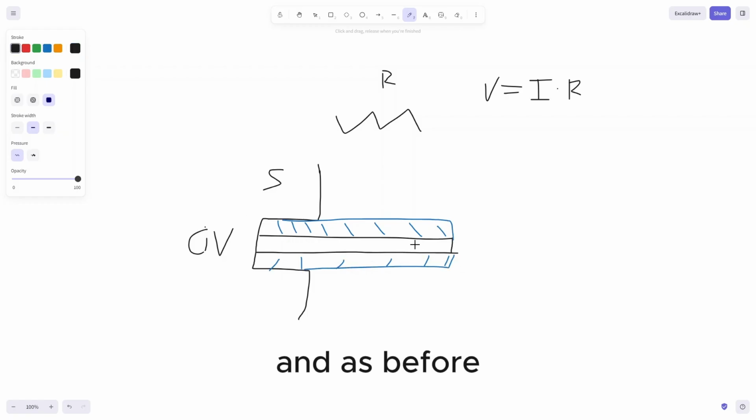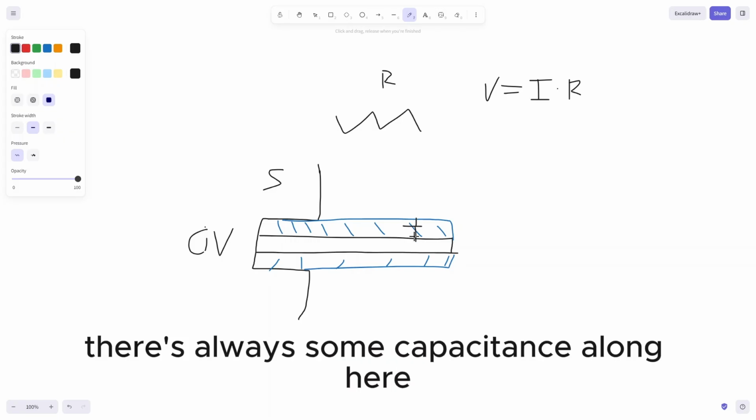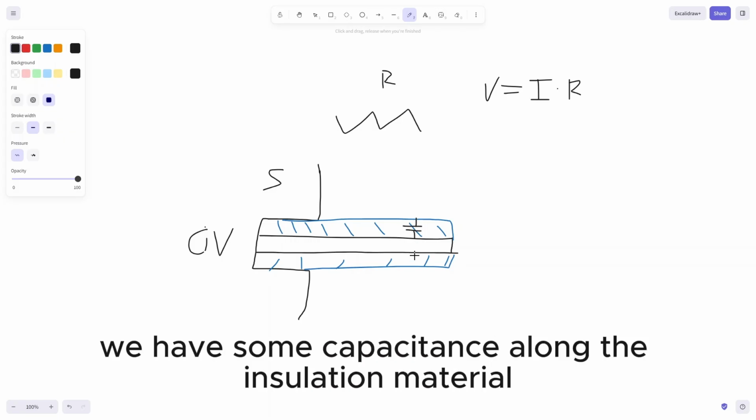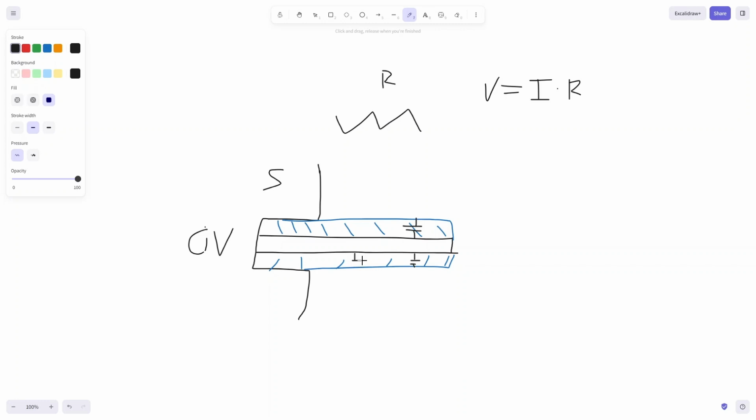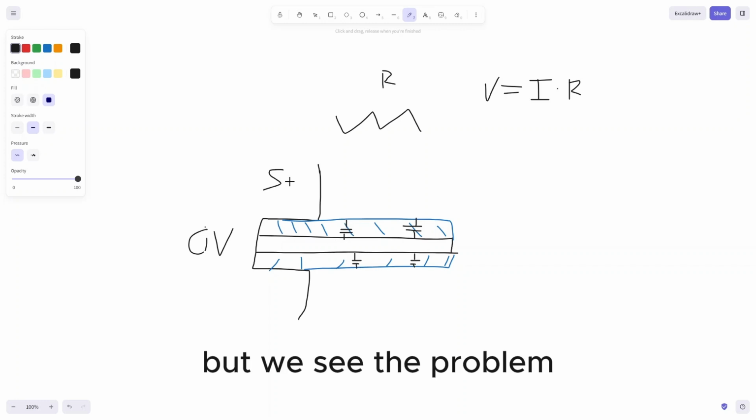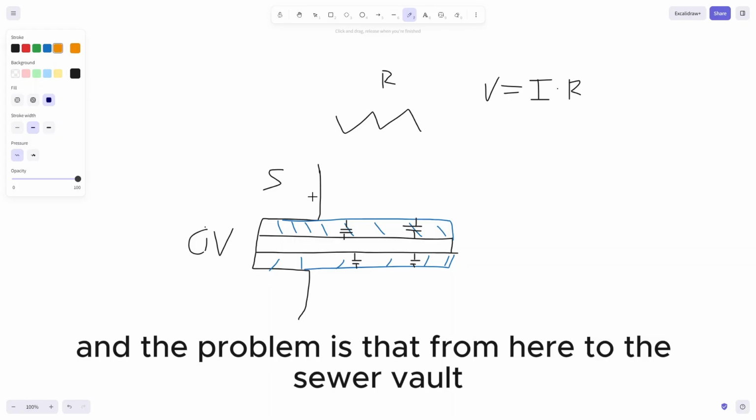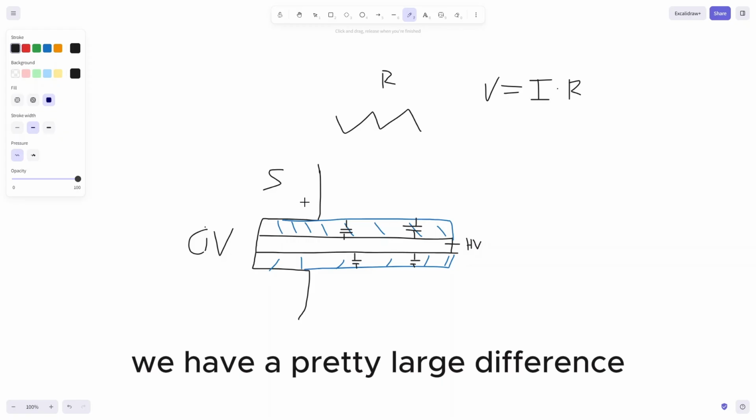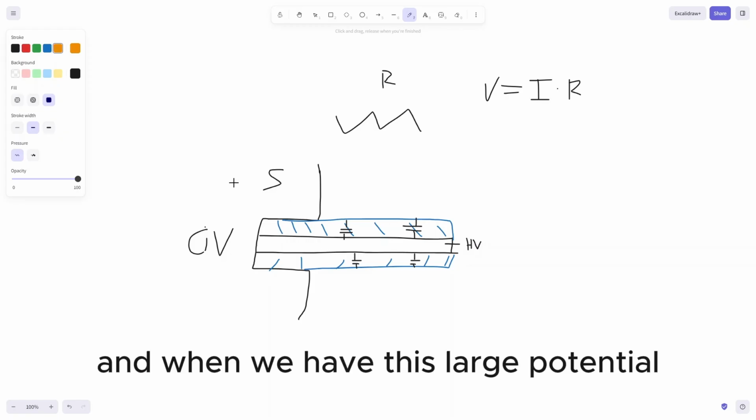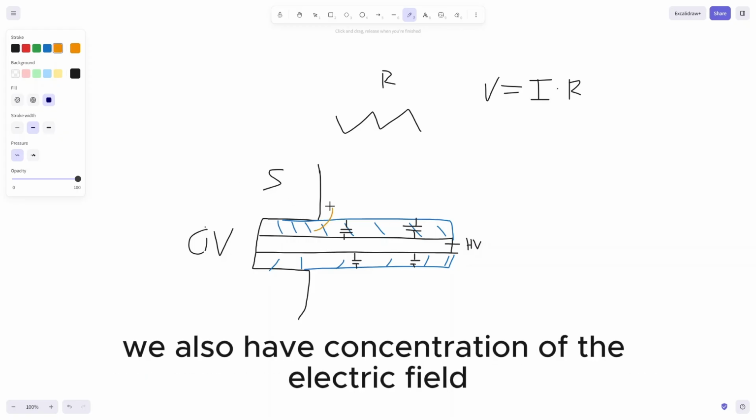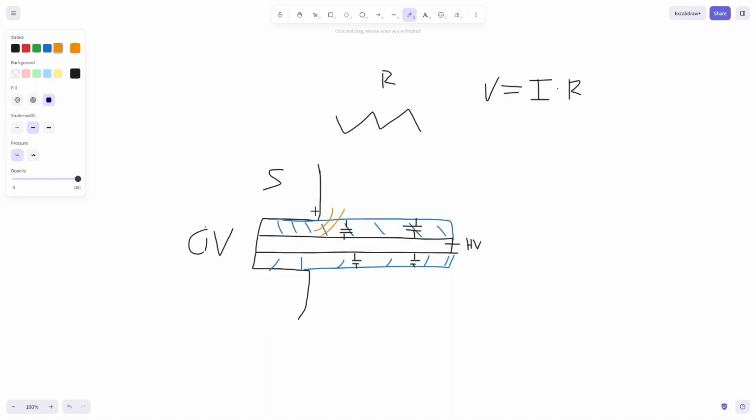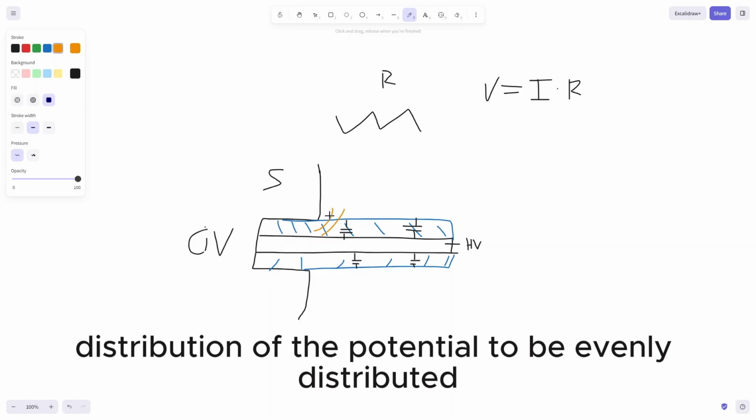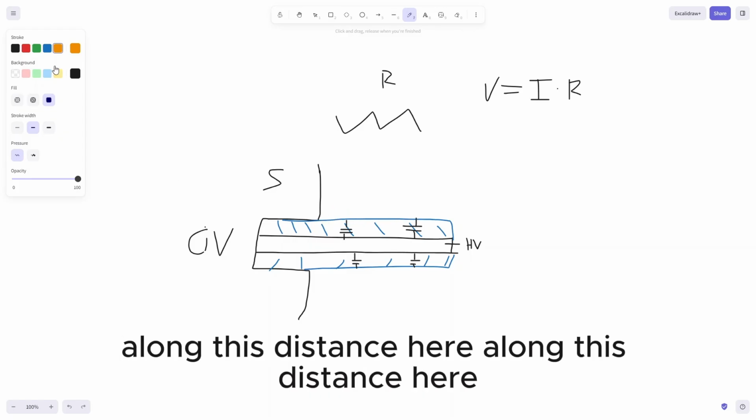And as before, there's always some capacitance along here. So we have some capacitance along the insulation material to the conductor. But we see the problem, and the problem is that from here to the 0 volt to here to the high volt, we have a pretty large difference between the two potentials. And when we have this large potential between the two differences, we also have concentration of the electric field, which we don't want. We want the distribution of the potential to be evenly distributed along this distance here.